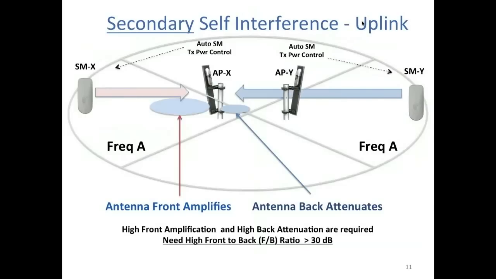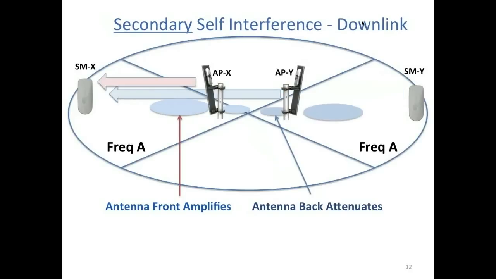This image gives you an idea of how this is working. As you can see, subscriber module Y is shooting too strong of a power and overpassing access point Y and impacting access point X. This is something that comes into play when you are trying to do frequency reuse, and therefore having SM power control is very key.